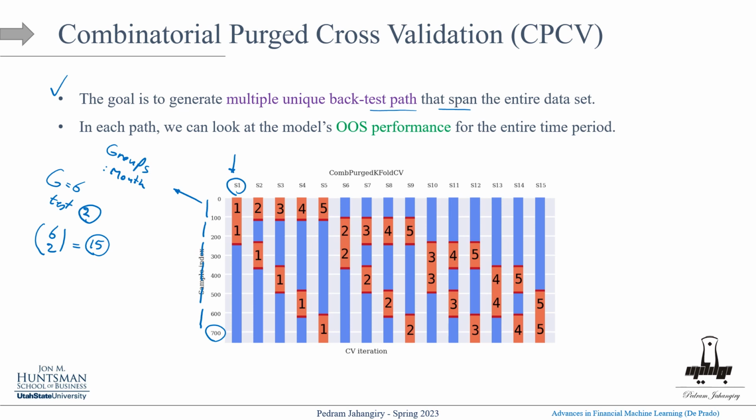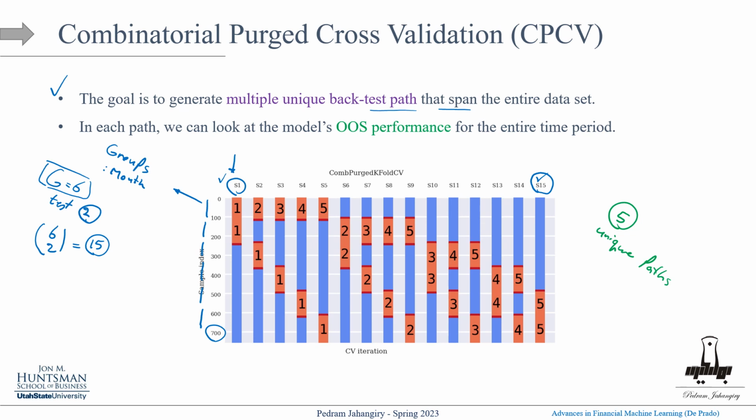And so this is where these S's are coming from, S1 through S15, right? These are basically the different splitting ways we can have if you have 6 groups that you don't want to shuffle, and for each cross-validation you want to use 2 of them as a test set, right? So we're going to end up with 15 different splitting methods. Now out of these 15 different splitting methods, in this example, we can come up with 5 unique paths.